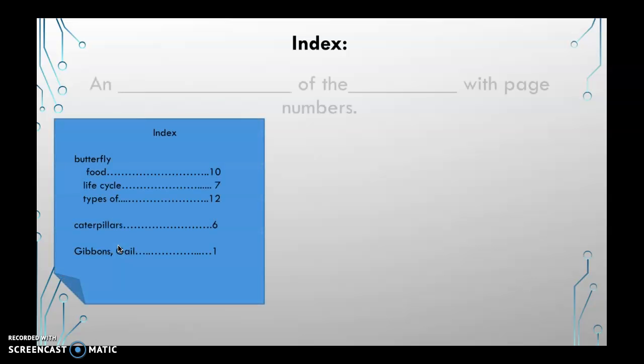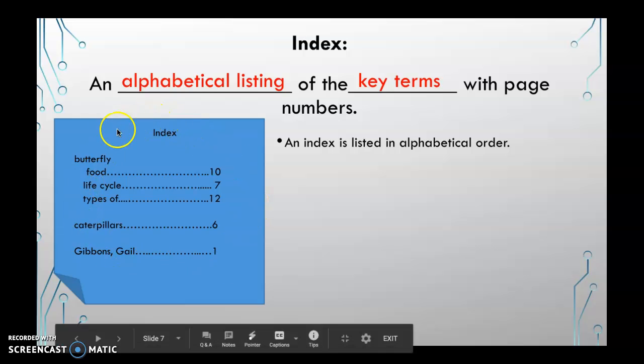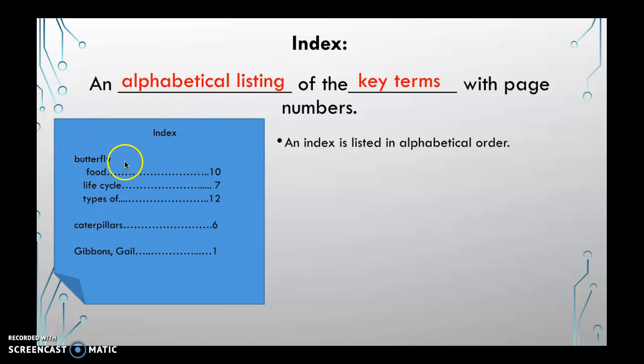Next is the index. The index is an alphabetical listing of the key terms with page numbers. So it's listed in alphabetical order, and this is typically found in the back of the book. For example, this index on our slide shows butterfly as one of our sections, and on page 10 you can find the butterfly's food. On page 7 you can find the life cycle, and on page 12 you can find different types of butterflies. But then on page 6 we have a new section for caterpillars.